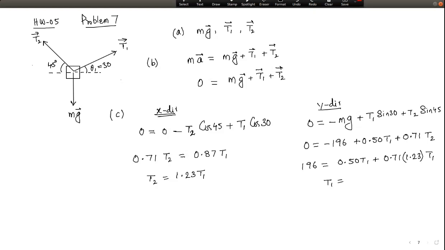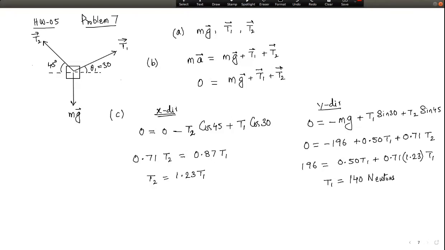That gives us T1 is 4.71 times 1.23 plus 0.5. So that's 1.37. And I need 196 divided by that, and that's 143. So that's 140 newtons as far as two sig digits goes. Because mg is involved, g has only two significant digits, so I can report it only to two significant digits. So the answer should have only 2 significant digits.